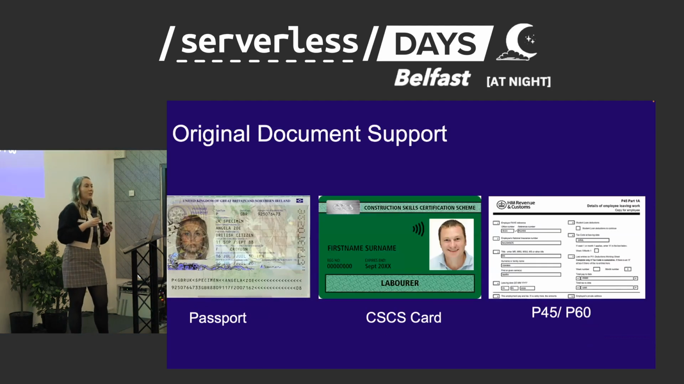Originally, once we started the project, we just needed to collect these 3 documents. Don't worry, these are dummy documents. There's no PII exposed here. But we had to collect a passport and a CSCS card. If you're unfamiliar with that, that's a Construction Skills Certification Scheme. You get them for different trades, like the one on the screen is for labourer, there'll be one for bricklaying, and all of the different trades. Then we also needed to collect a P45 or P60 for proof of national insurance. When we started the project, all of these documents were mandatory to collect.